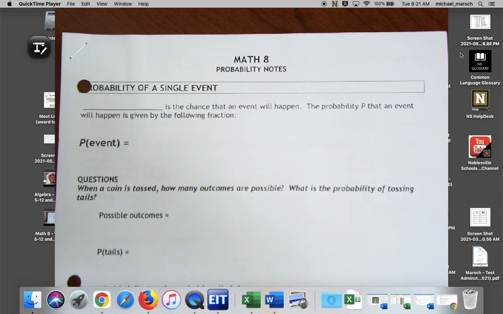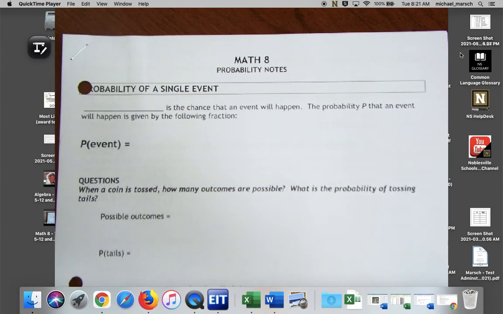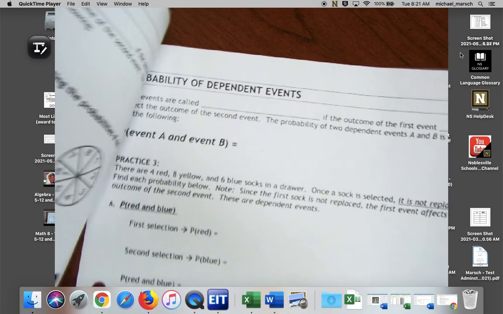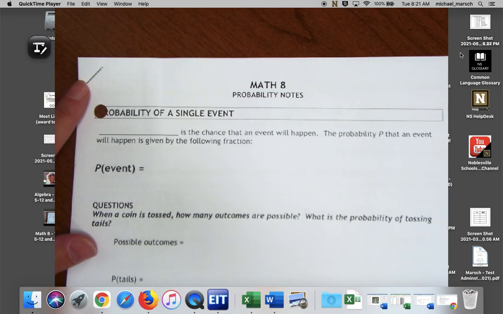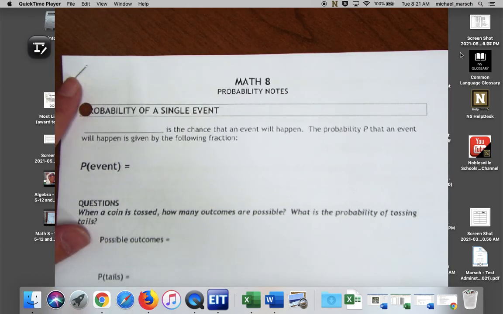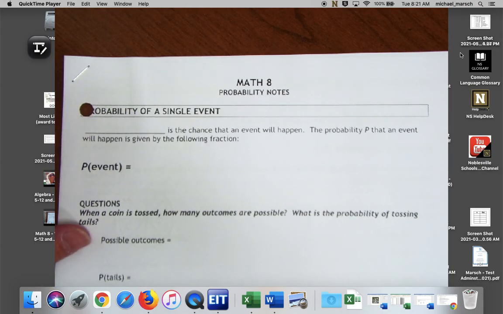Okay, we're going to do some notes here, and it seems like a lot, but honestly, they'll go very quickly. Some of this is review, some of this is new, but it's stuff that you definitely need to know before you leave 8th grade. So, probability of a single event.